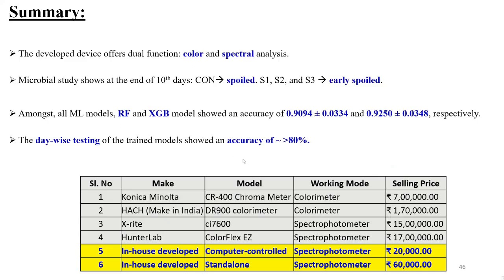Now, here in the summary is the device that we developed. It has a dual function where we can develop the color and the spectral components, and these may be used for chemometric analysis. From the microbial study, we have seen that at the end of 10 days the control samples got spoiled. However, S1, S2 and S3 remained at an early spoiled stage. This indicates that the addition of clove oil is delaying the spoilage process of the bread.